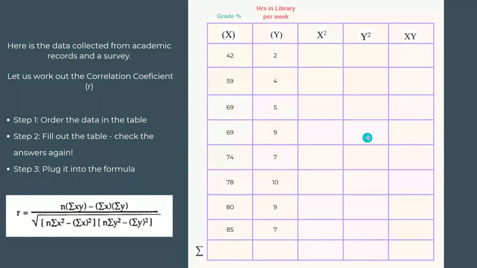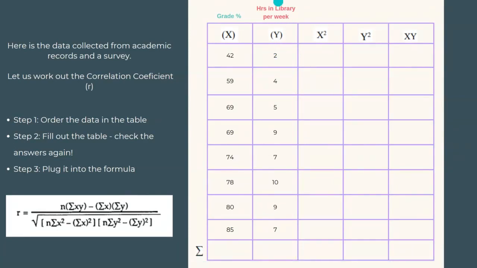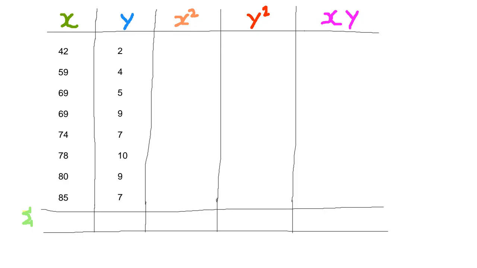Okay, so what we are going to do is calculate. These are the results. Let's say we looked at this group's test scores, and these were the results in percentage out of 100. And these were the answers from the survey, how many hours they spent in the library that week. I pre-drew this table on the whiteboard, and I'm hoping it's still there. Yes.